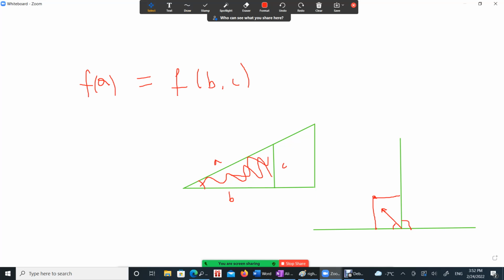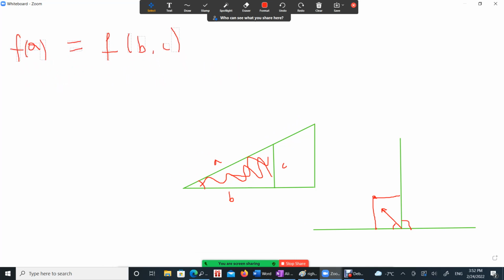Making some selections here, trying to move them if possible. Okay.